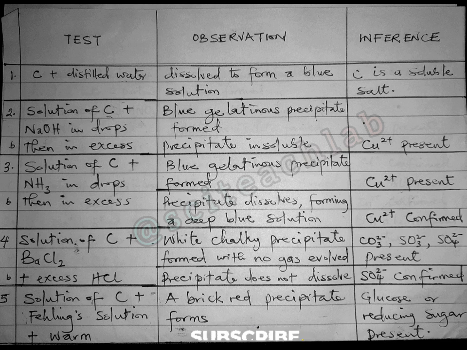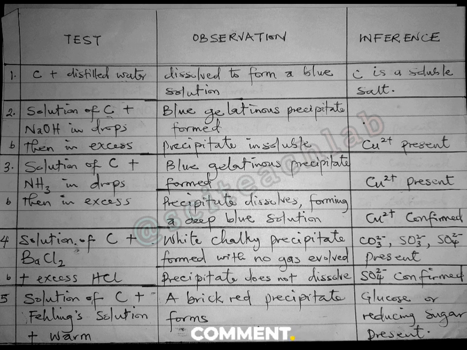If your SO4 2 minus was not in that list after you added barium chloride plus C, where you listed CO3 2 minus, SO3 2 minus, and SO4 2 minus, and then when you add excess hydrochloric acid, you suddenly write SO4 2 minus confirmed, you won't be given any mark, because you didn't even suspect SO4 2 minus. Where are you confirming it from? So you must add it to your suspected ions before you confirm it.